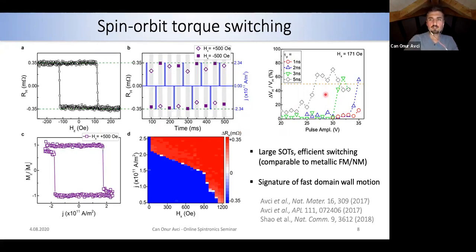This kind of fast switching is indicative of fast domain wall motion, because we know that in micrometer scale devices, switching is mediated by nucleation and domain wall propagation. This is a signature that the domain wall motion in these materials could be very fast, because if you make a back-of-the-envelope calculation using a few micrometers of distance with a few nanoseconds of switching time, you are almost in the order of a kilometer per second. But that needs to be proven.